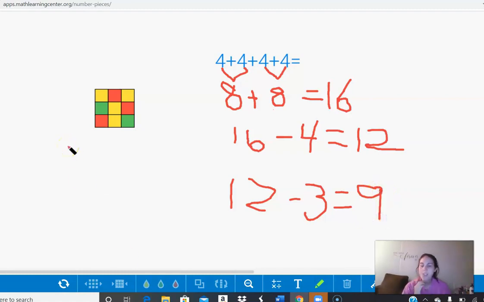Okay? So this lesson was just to kind of show you how we can manipulate and decompose rectangles and pull them apart and take away rows and columns, and how it would go with our addition and subtraction sentences. Okay?